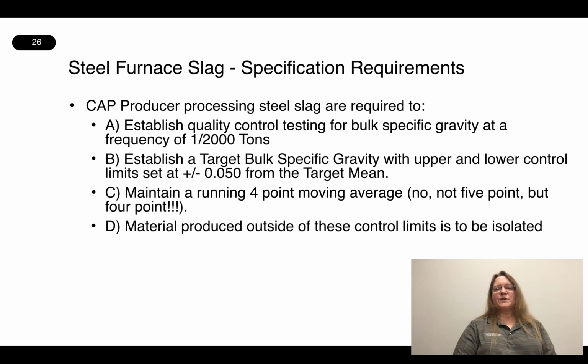And so for steel furnace slag, specification requirements are a little bit different. CAT producers producing or processing steel slag are required to establish controlled testing for bulk specific gravity at 1 per every 2,000 tons, establish a target bulk, and then maintain a 4-point moving average. And material produced outside of the control limits is to be isolated. The bulks are a little harder to pinpoint with steel slag, and so we have a little bit tighter controls on those.